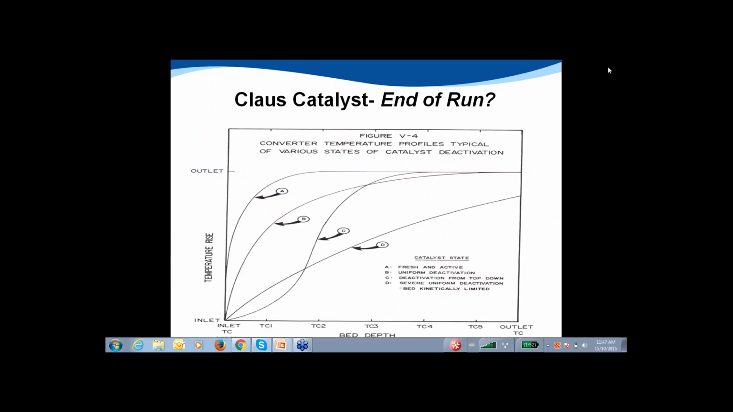I did mention earlier that in terms of optimizing the Claus reaction, converter operating temperature is extremely important, and understanding what the temperature profiles across an entire converter could tell us in terms of catalyst activity and potentially when we should replace our catalyst.